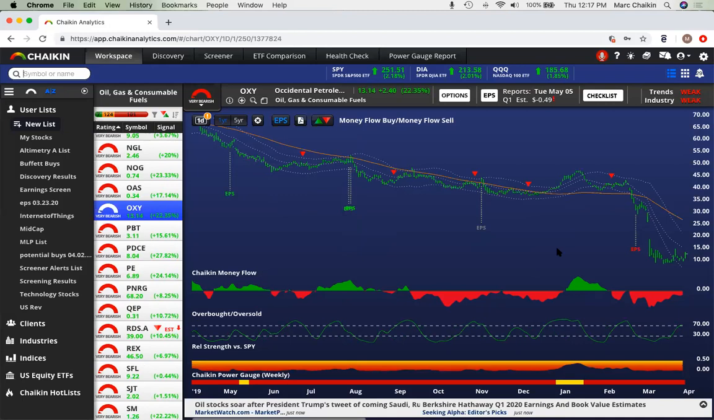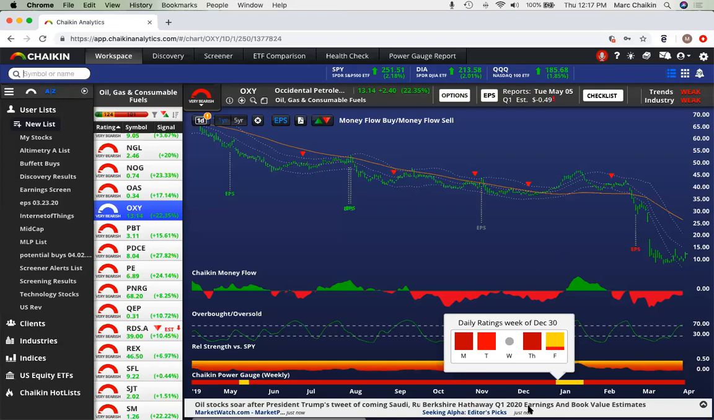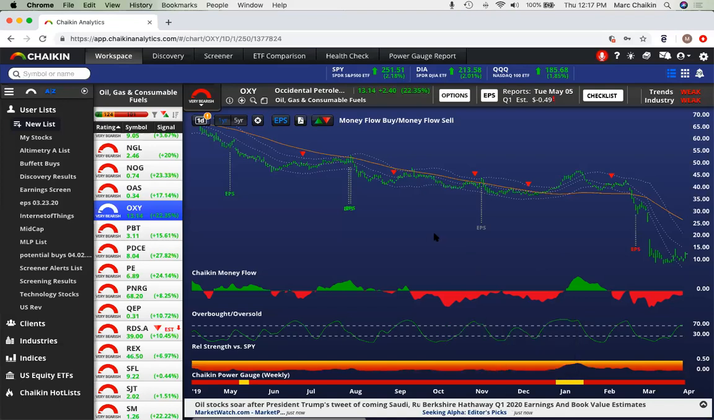The energy group was in a bear market before the peak in February and the subsequent 35% decline. It was very important to be out of energy stocks. And if you were following the discipline of Chaikin Analytics, you were. So here's Occidental Petroleum with a bearish rating, underperforming the market. These sell signals come periodically.